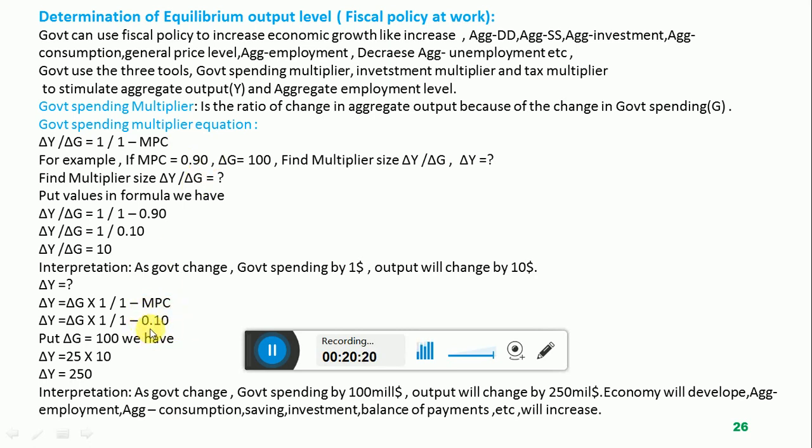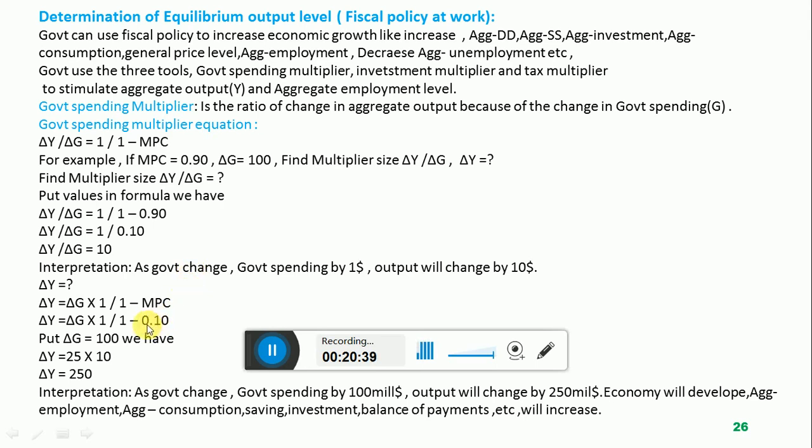This is not MPC. This is MPS. So this is a typing mistake, student. Dear student, I am again repeating, this is an incorrect term. This is an incorrect value. MPC is 0.90, not 0.10. 0.10 is MPS.